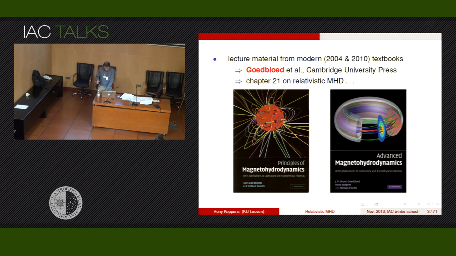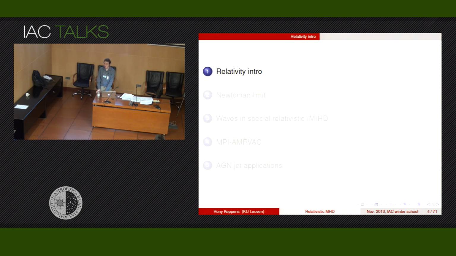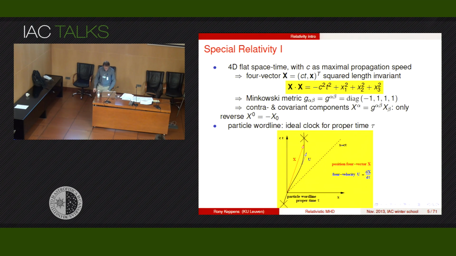But the part that I was planning to say a little bit now is the closing chapter in this book. How relativistic MHD is formulated. So we go to Relativity 101. And let's deal with special relativity. It's already complicated enough because we have a 4D, but in special a flat space-time, okay?